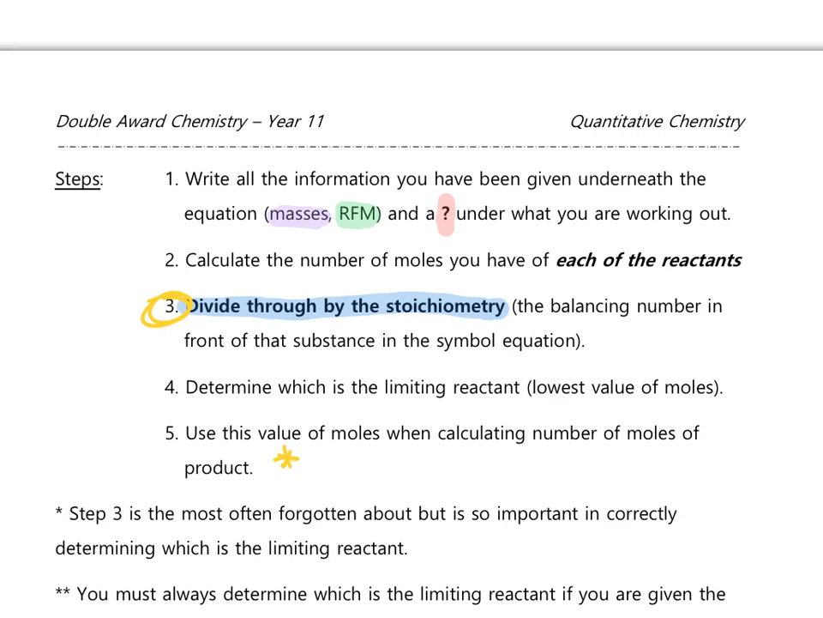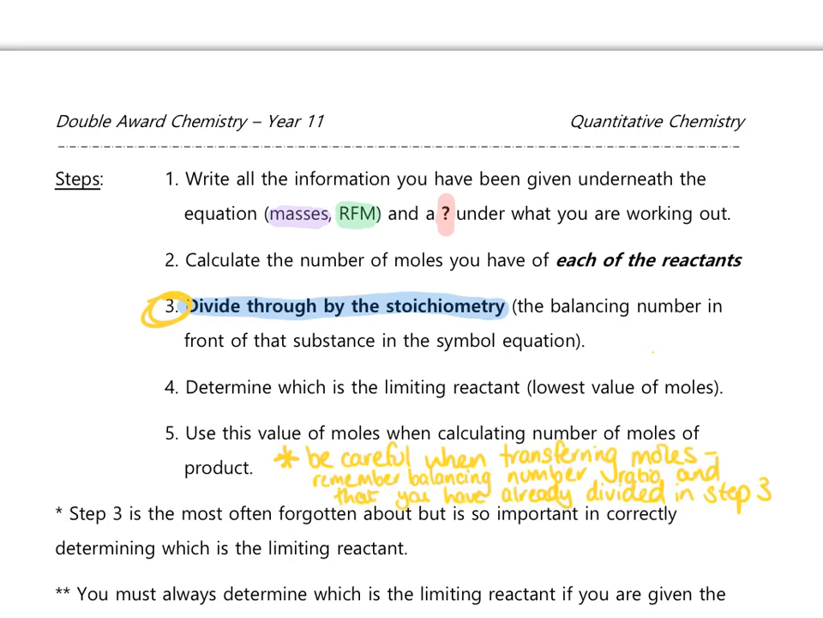So I'm going to write a quick note about that. If you want to maybe write that into your notes, we will see this better when we're doing our examples, but it's just to have that warning in your notes about being careful when you're transferring the moles. Remember that you have a balancing number, and we've got to take that into consideration when we're transferring moles, but also that we've already divided in step 3. So really we're just going to multiply by the number in front of what we are going to, which will be our final stage of the calculation, working out how much product we will get from this particular reaction.